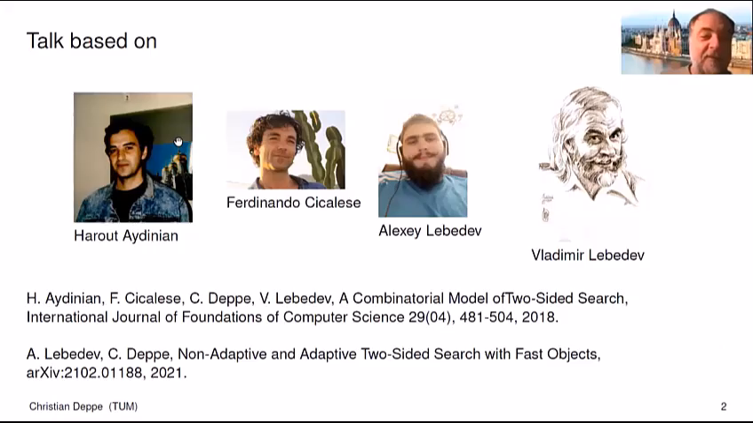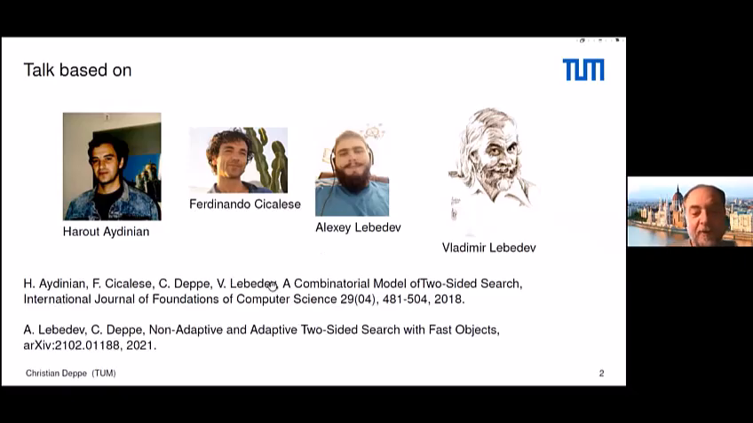So before I start, the talk is based on two papers. The first paper is with Harut, Ferdinando, and with Valotia. It's about a combinatorial model of two-sided search. You can find this paper. I think I also sent it to Jula. He can forward it to you if you are interested. And the second one is together with the son of Valotia, Alexei Lebedev. Somehow we found an additive version of two-sided search. And then we look at faster objects. So we'll see what this means.